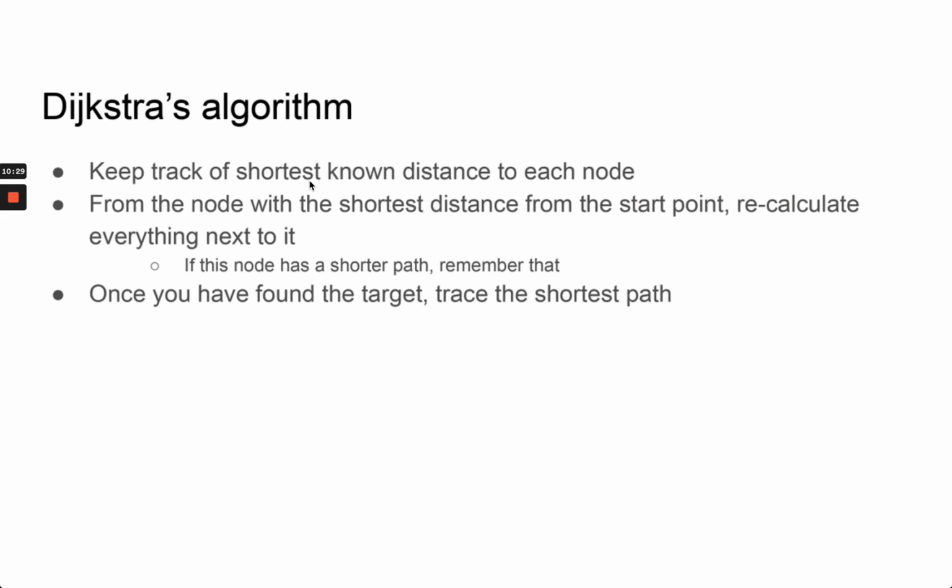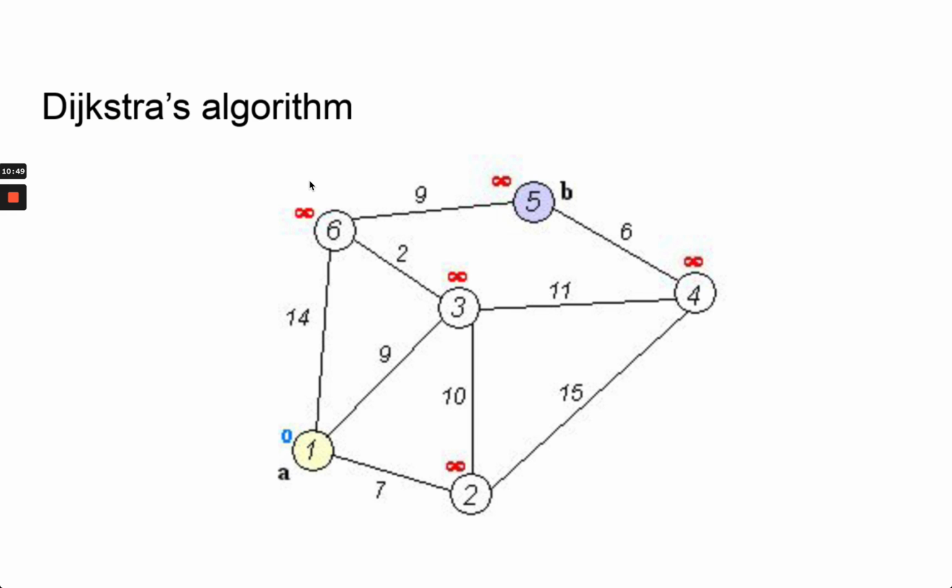And the way it works is it keeps track of the shortest known distance to each node, and from the node with the shortest distance from the start point, recalculate everything next to it. If we found a new shorter path, remember that, and once you found the target, trace the shortest path. So here is a graph that we might look at with Dijkstra's algorithm.